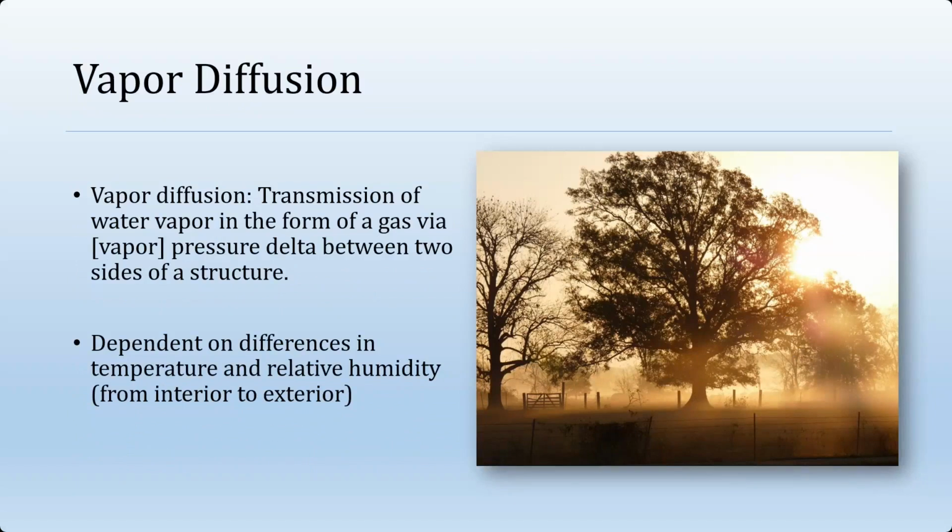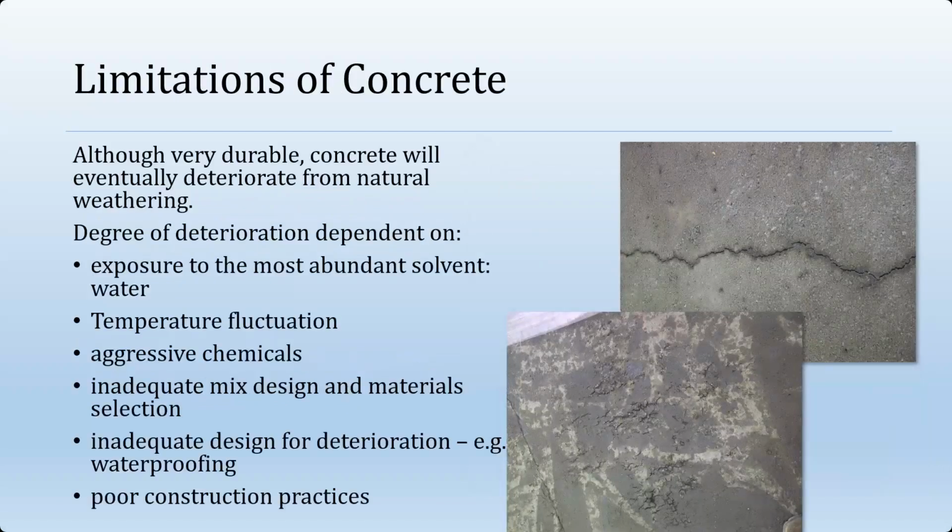Vapor diffusion is the transmission of water vapor, in the form of a gas, via vapor pressure delta between 2 sides of a structure. So depending on the differences in temperature and relative humidity from outside to inside, if we have 80, 90, 100% RH outside, and we are always conditioning the building's interior to a lower relative humidity, that vapor drive always wants to seek its equilibrium. So high vapor pressure always seeks lower vapor pressure, certainly.